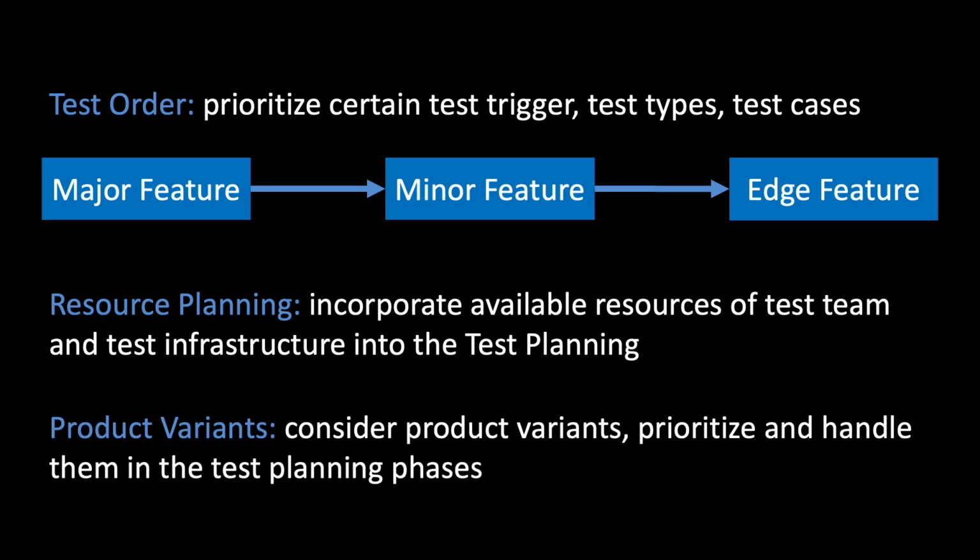And lastly, the product variants. So it may be that the product has more than one variant, which adds additional complexity to the testing in general, but also the test planning process. And there you might have to identify a reference variant or the most important and relevant variants that are then tested.